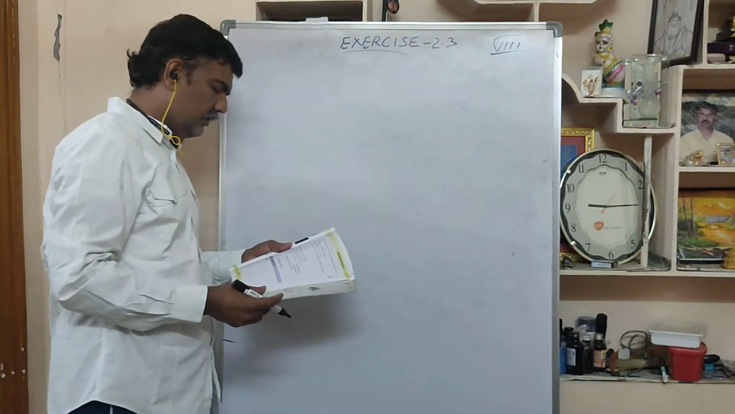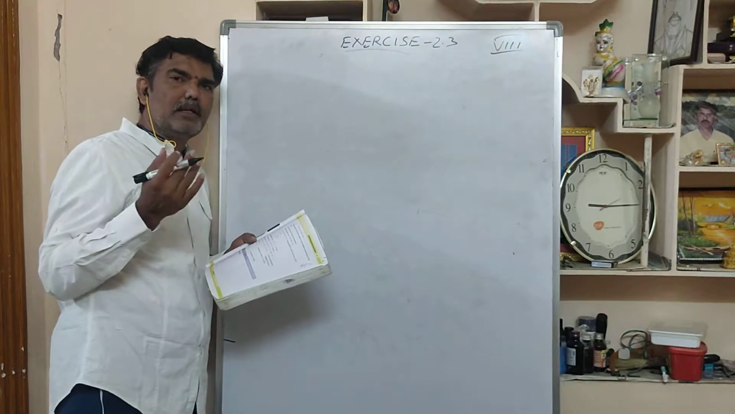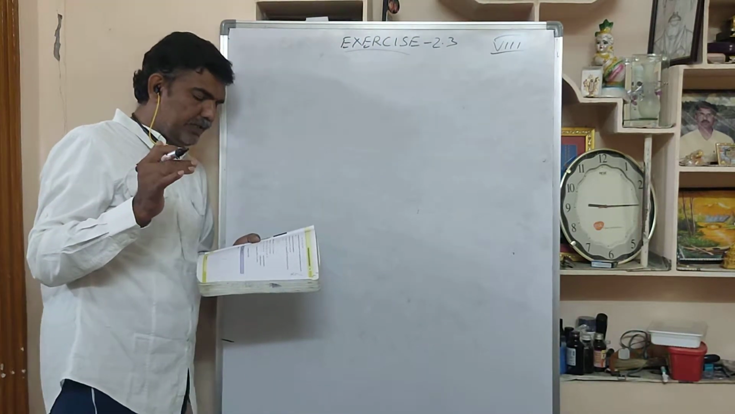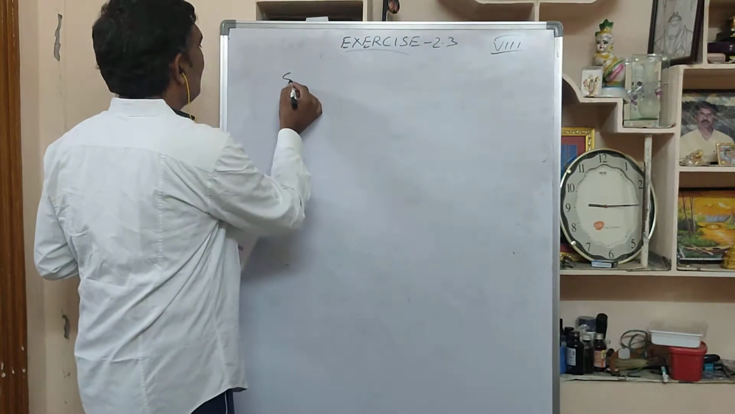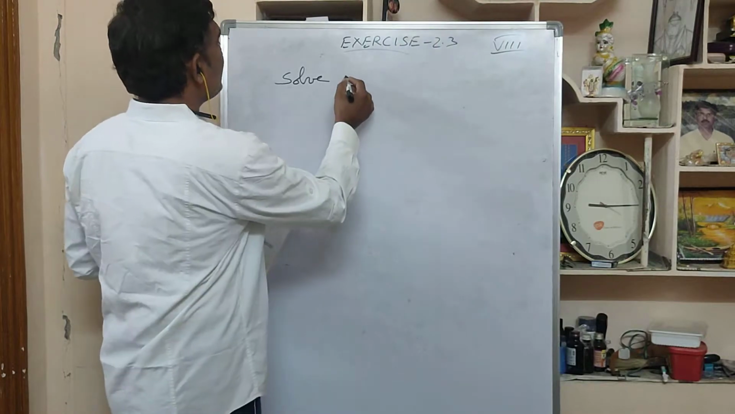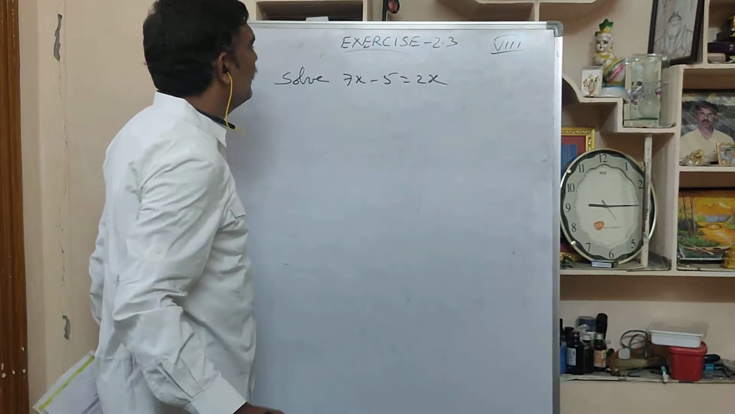Okay, what is this? Exercise 2.3 is a very important exercise for higher classes. The question will be, they'll ask us to solve 7x minus 5 is equal to 2x.